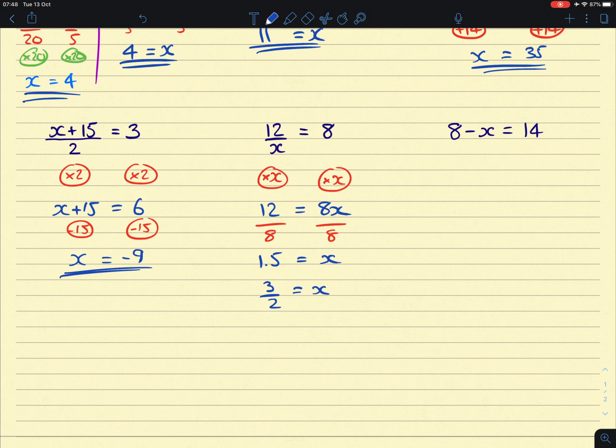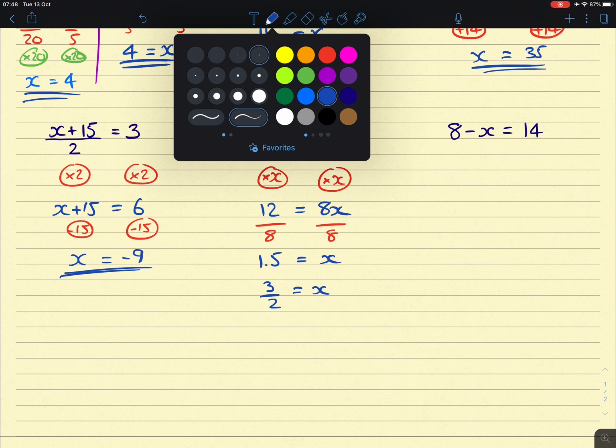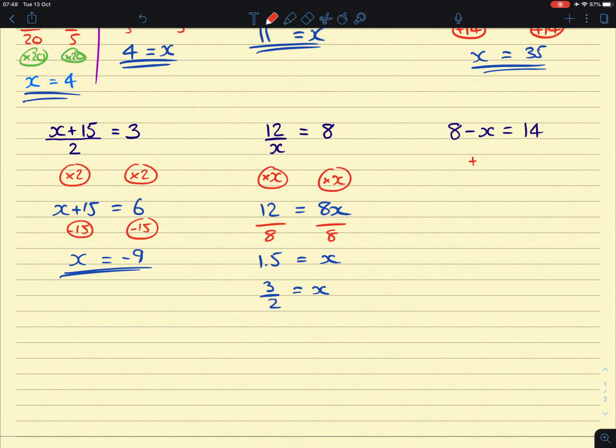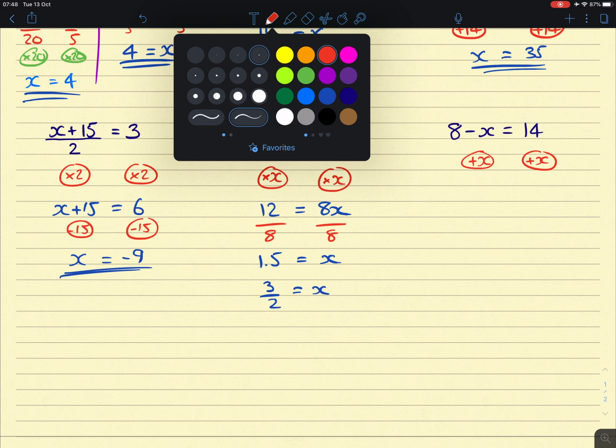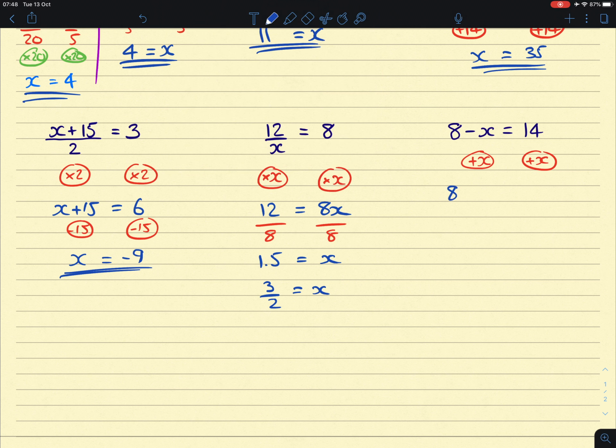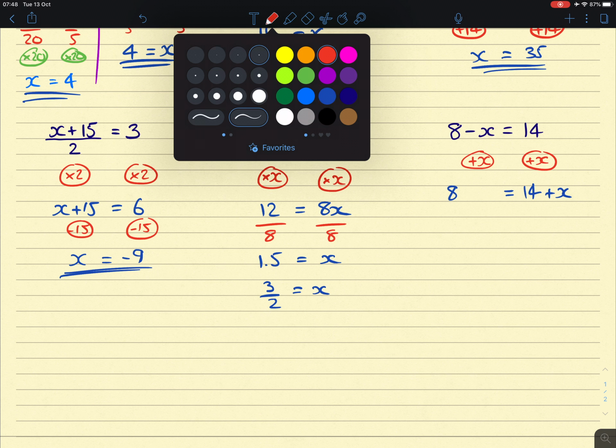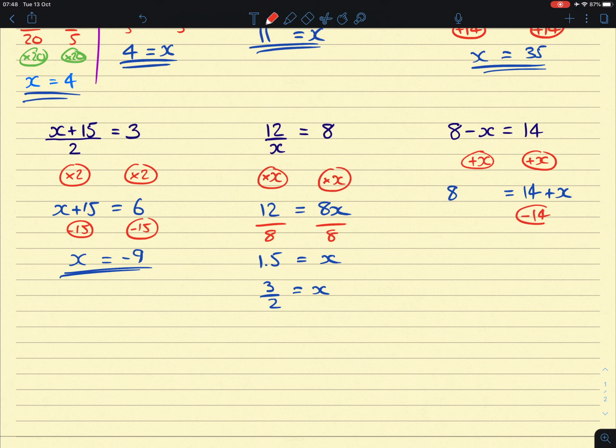Either is fine. And then the next one, we're going to add x to both sides because we want to have the x's positive. So we're going to end up with 8 on the left equals 14 plus x. And then we're going to take away 14 from both sides, giving us minus 6 equals x. Done.